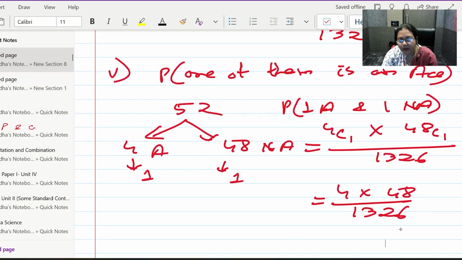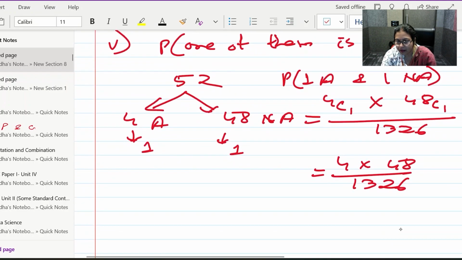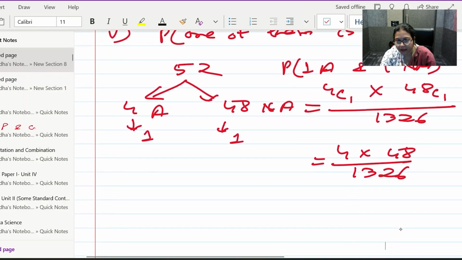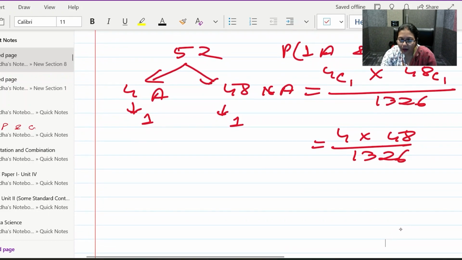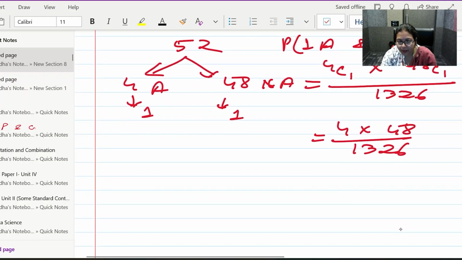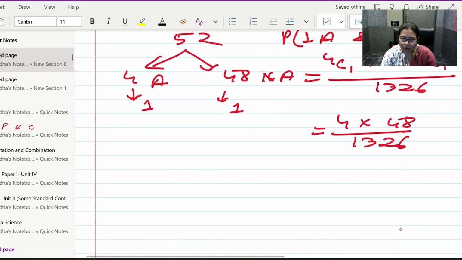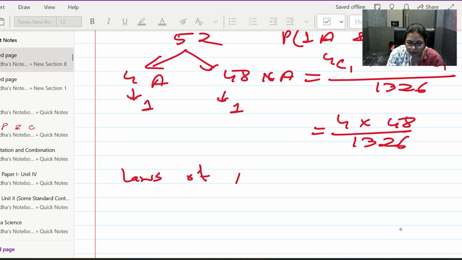So these are the sums we have done using the mathematical definition of probability. Now we are coming to the next part of the probability, which is called laws of probability. So next we are going to start laws of probability.